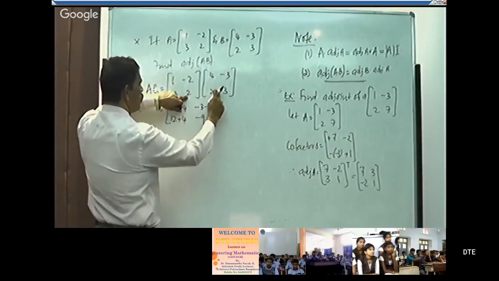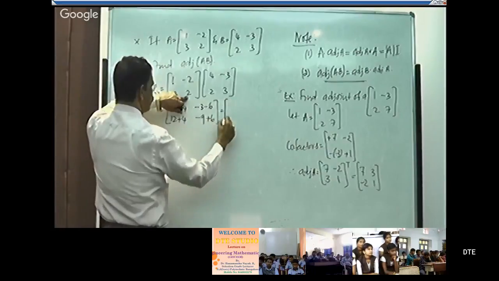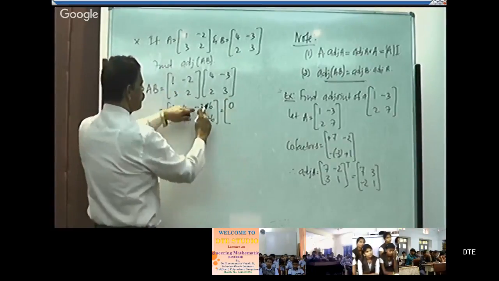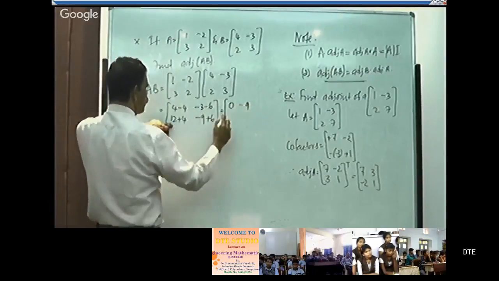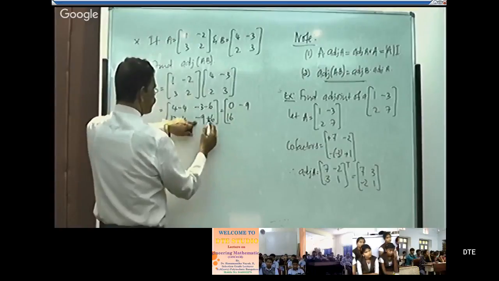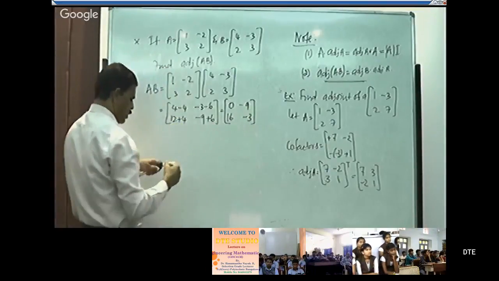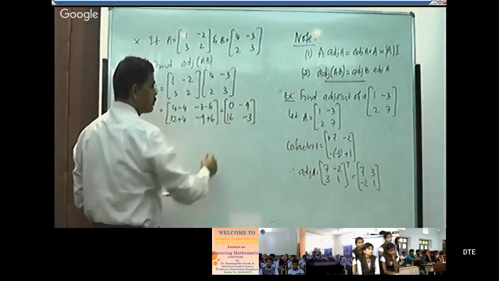Plus 2 into 3, plus 3 to the 6. That is A into B is equal to 0. Minus 3 minus 6, it is minus 9. 12 plus 4, it is 16. Minus 9 plus 6 is minus 3. I got a resultant matrix. That is also 2 cross 2.